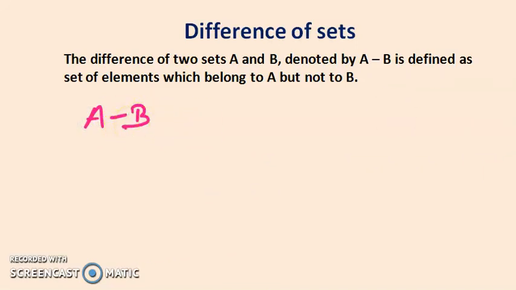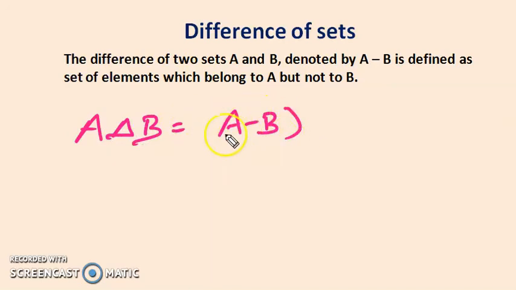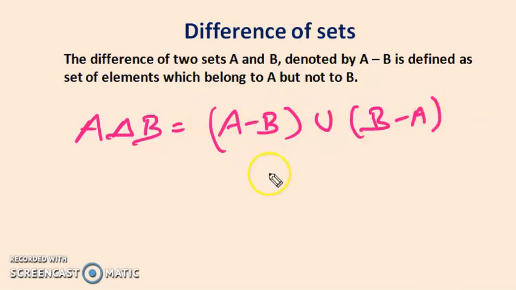So that is another important property to be discussed. In short, we will call this the symmetric difference. A delta B is equal to A difference B union B difference A. So this is another property, A delta B, the symmetric difference.